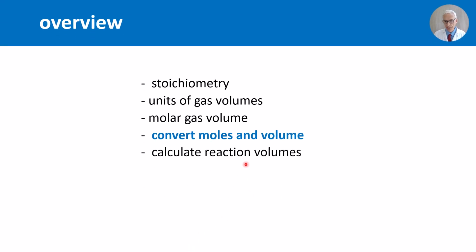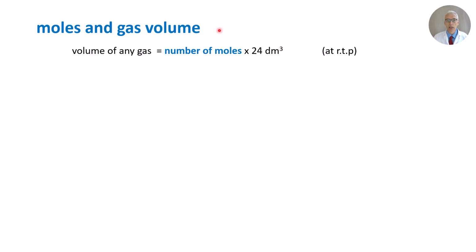So we've been through reacting mole ratio, units, and molar gas volume. We'll now see how to convert between moles and volume. So we are going to use the molar gas volume to calculate the volume of any gas. The molar gas volume is 24 decimeters cubed. I'm going to work in decimeters cubed at the moment. It's simply the number of moles times 24 will give you the volume of any gas in decimeters cubed.